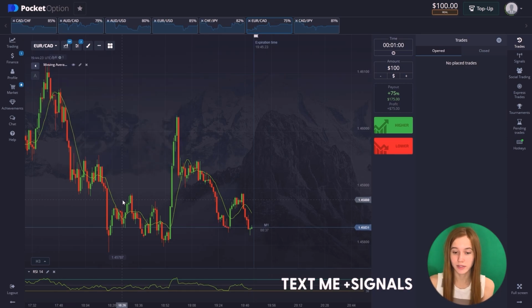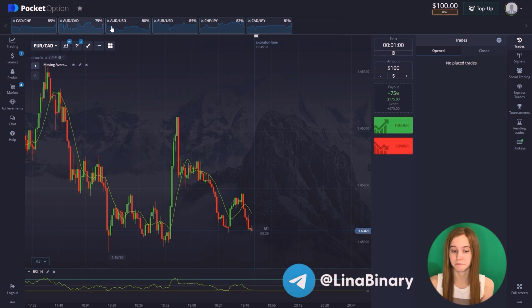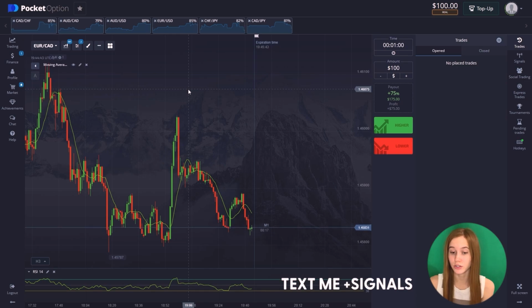Next, we have several currency pairs for trading, 7, but let's remove this one and we leave 6. You also see the payout percentage. I recommend you choose a payout percentage of more than 70%. It's very important, no less.